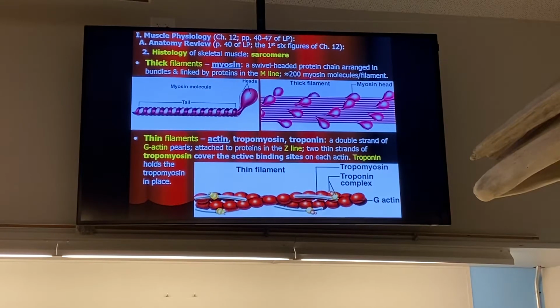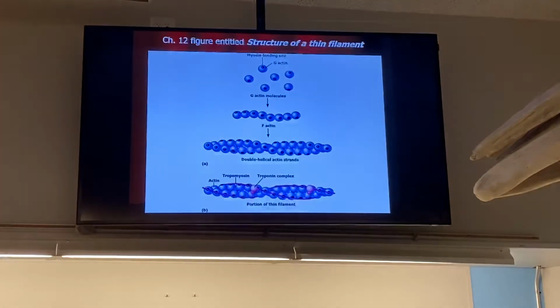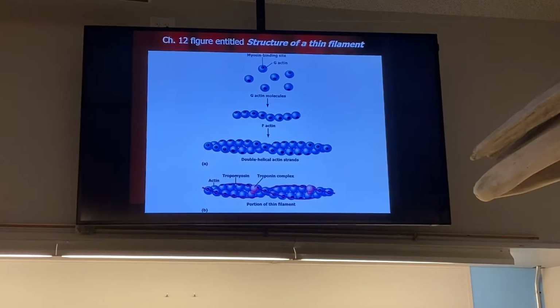Okay, everybody got this? Here's the double helix of G-actin pearls. Each black spot is the binding site. Normally it is blocked by 2 ropes called tropomyosin, and the ropes are held in place by the snowman, troponin complex. This snowman can do sit-ups.